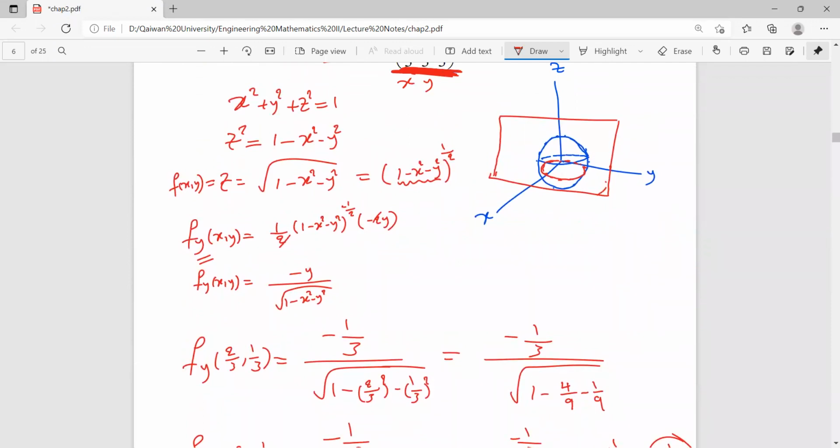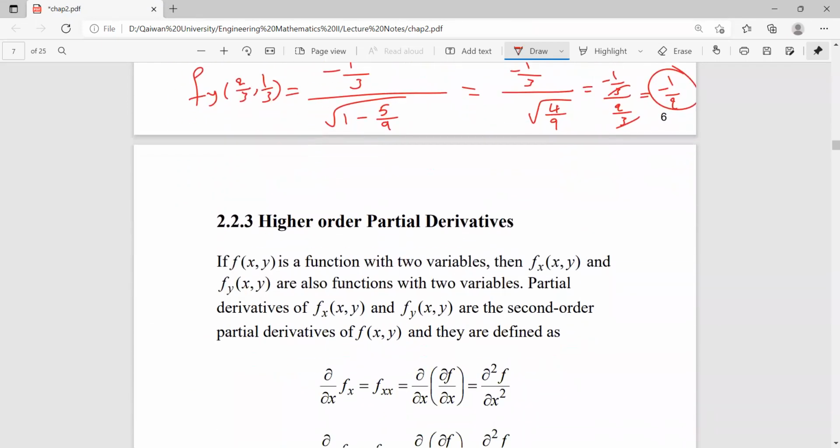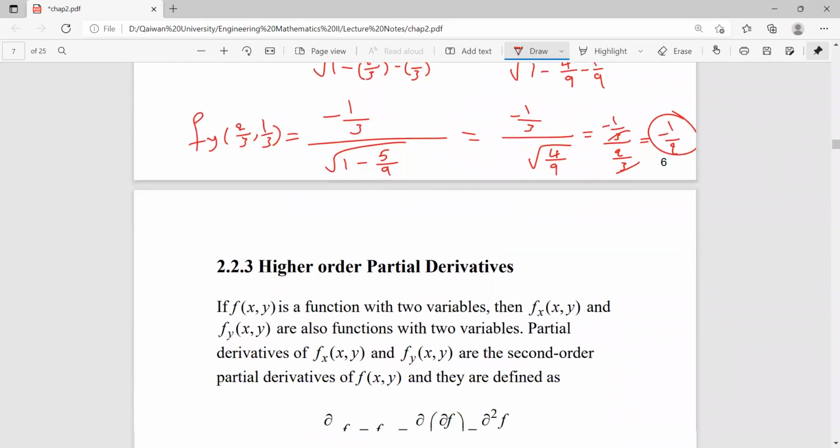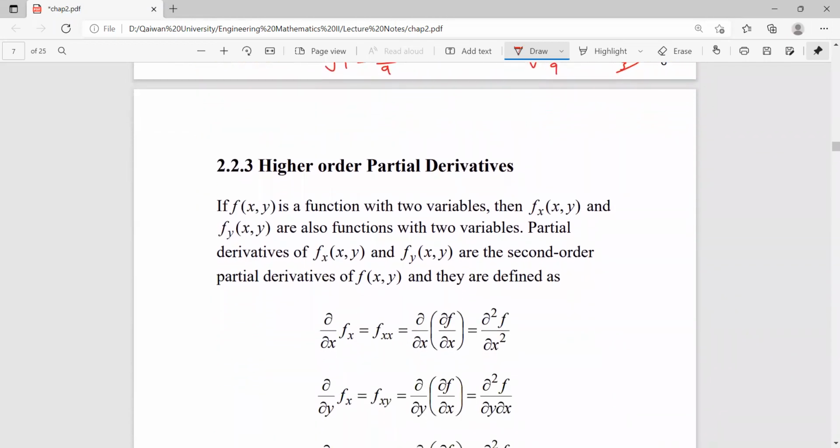Here, look, we have this plane which intersects it at this segment. This is the answer. Do you have any questions? Okay. Now we have higher order partial derivatives.